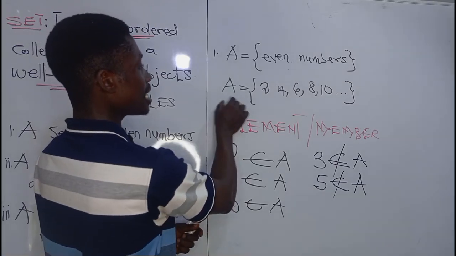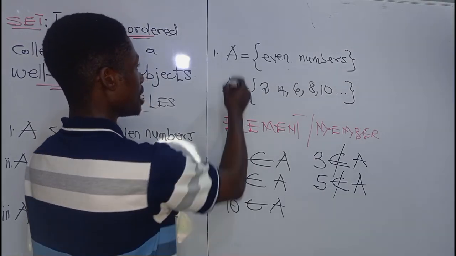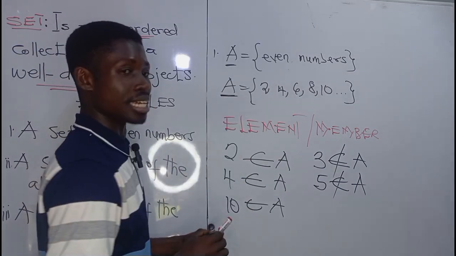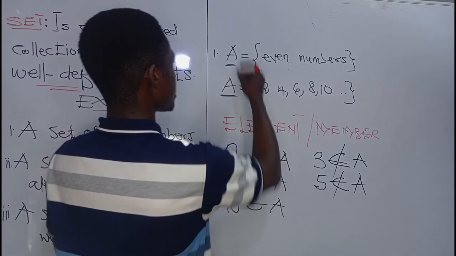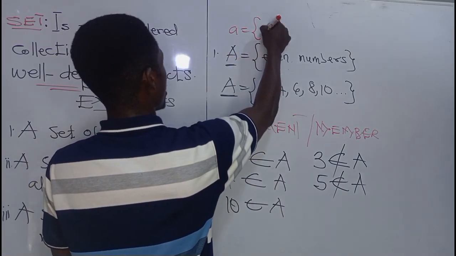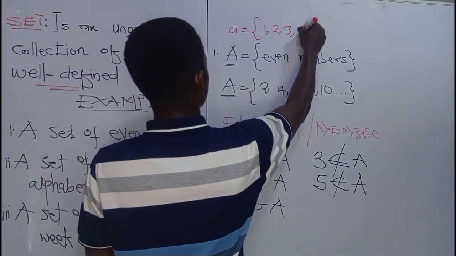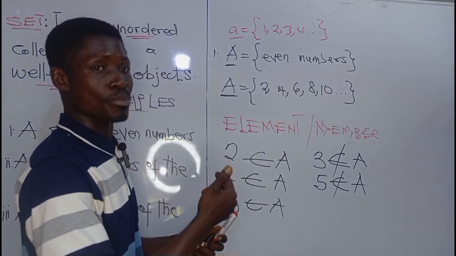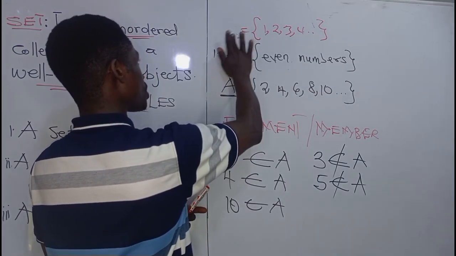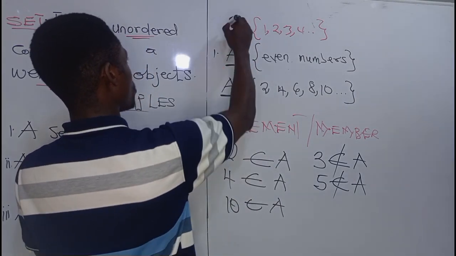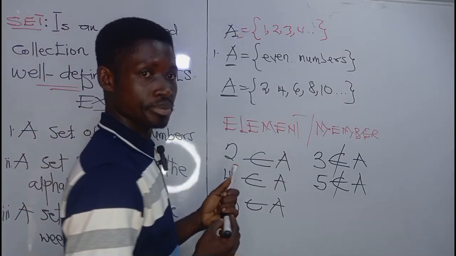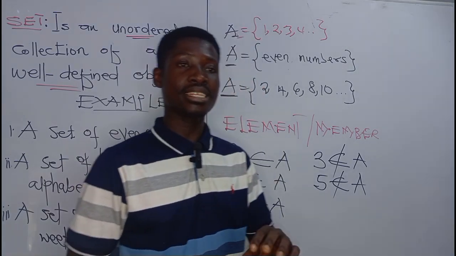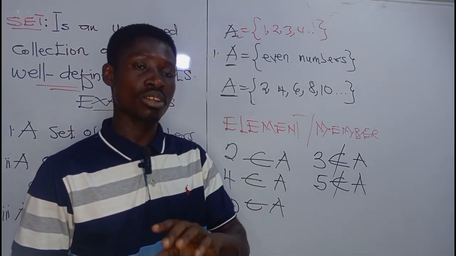Now, a set is represented with capital letters. You realize that anytime I'm writing a set, I start with what? A capital letter. You can write a set to be set A, then we have 1, 2, 3, 4, and so on. The set is represented with what? Capital letters. So instead of this small a, I'm going to write what? Capital A.